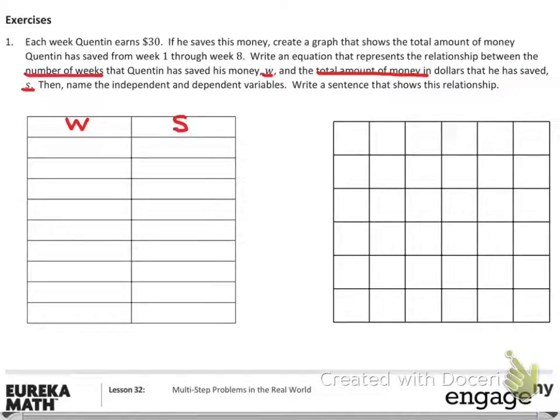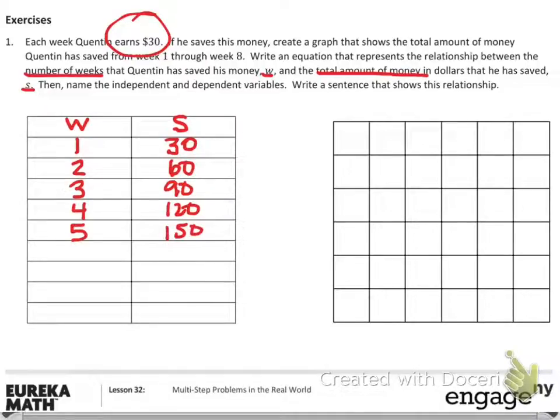Okay, so if Quentin saves for 1 week, how much money does he have? Well, it says that he earns $30 every week, and he's saving it. So after 1 week, he has $30. 2 weeks, $60. 3 weeks, $90. 4, $120. 5, $150. 6, $180. 7, $210. And 8 is $240.